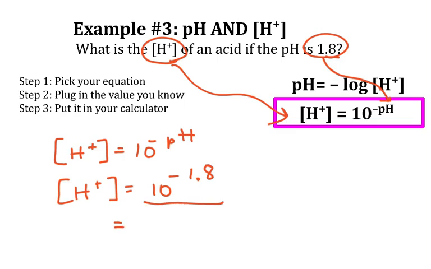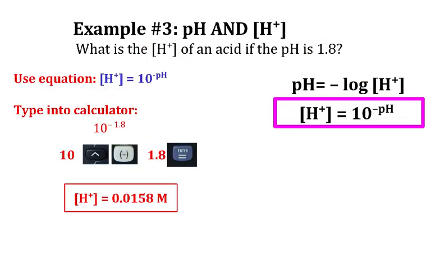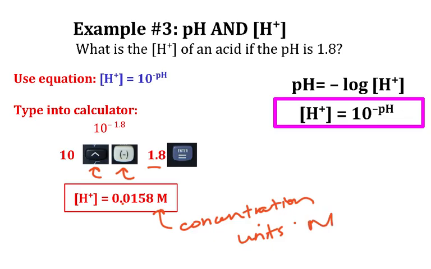And I'm going to just type that in. Typing that into our calculator, 10 to the power of, again, that negative button, and then 1.8. And we got 0.0158. And then this one is a concentration. So anytime you have a concentration, your units are molarity. So capital M for our units.